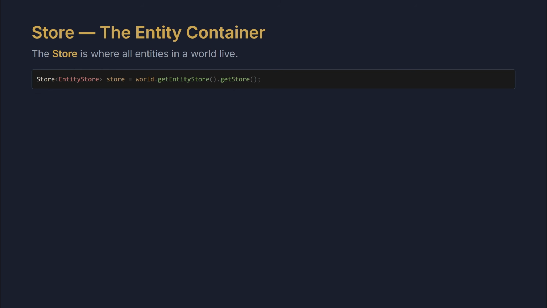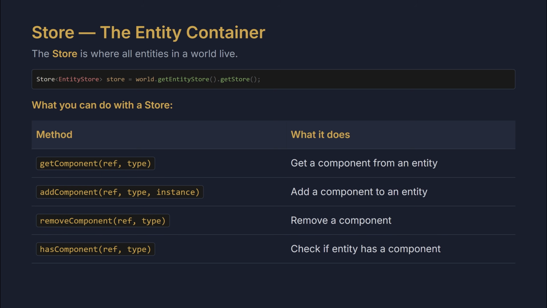The store is where all entities in a world live. We can do many things with a store. We can get a component from an entity. We can add a component to an entity. We can remove a component and check if an entity has a component. So think of the store as the village and refs as house addresses within it.